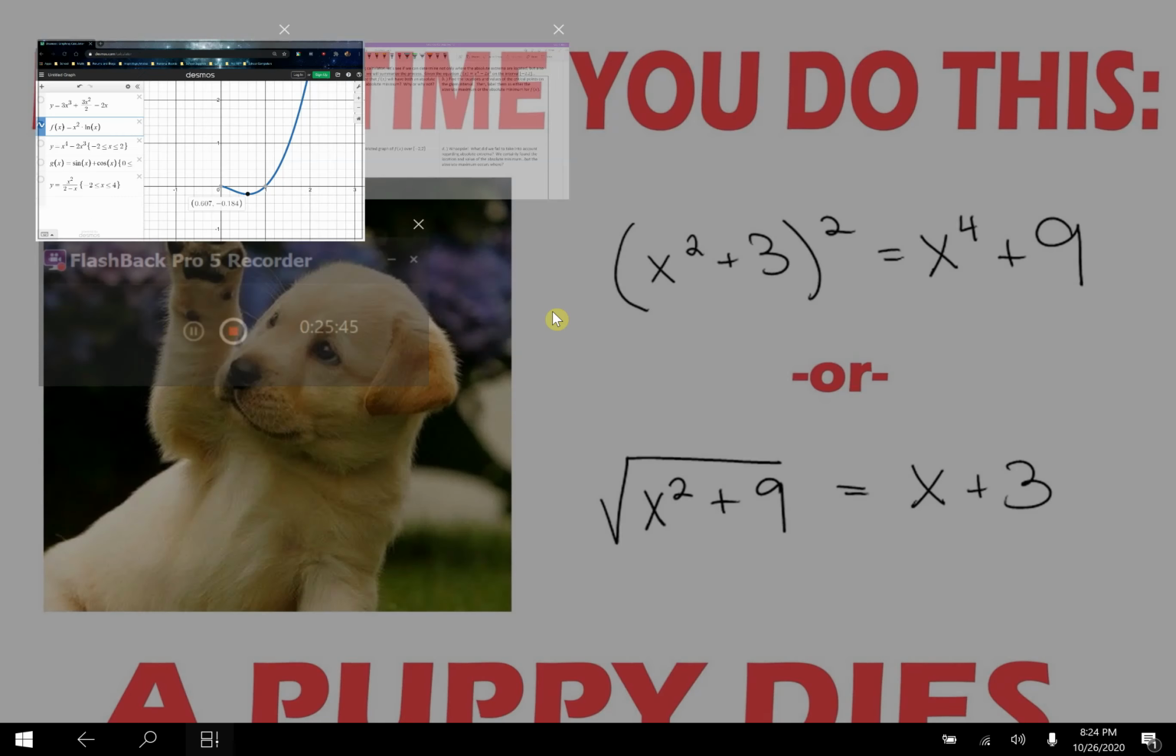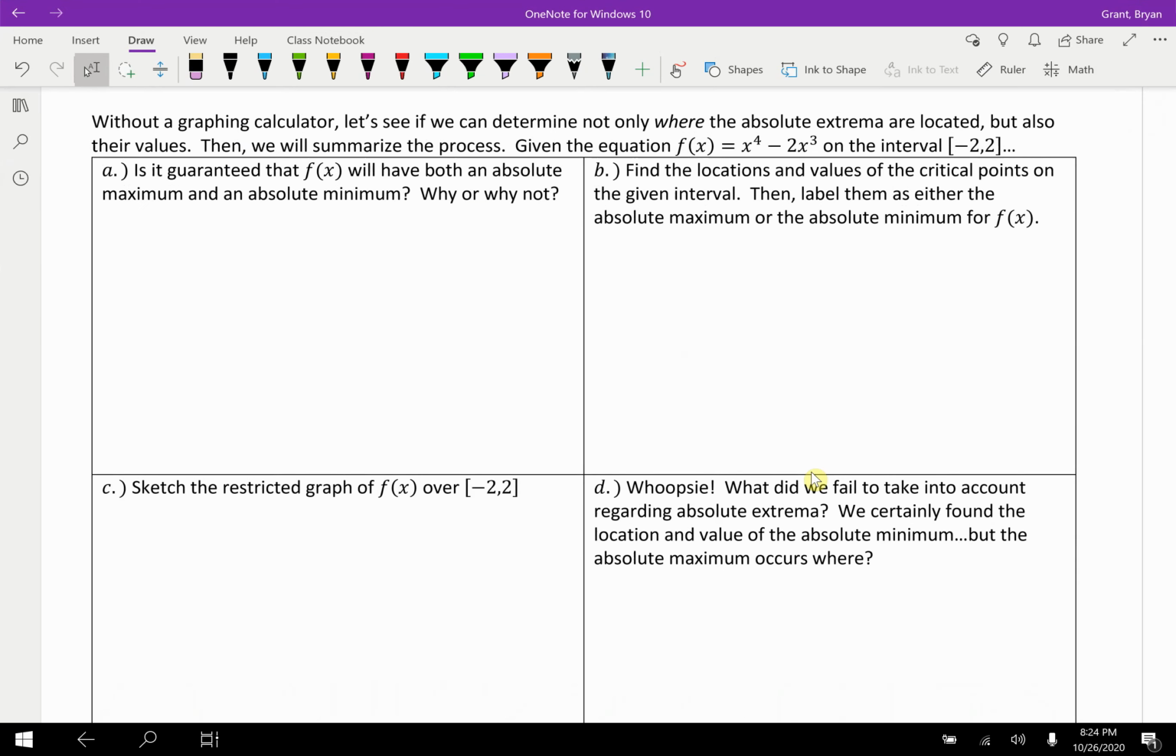But what we're going to attempt to accomplish by the end of today is we're going to start ignoring those relative mins and maxes, again, a little bit more challenging, and we're just going to say, are we able to figure out where the function is largest over an interval and smallest? So we're going to start with the equation f of x equals x to the fourth minus 2x cubed over this friendly interval. So first question, is it guaranteed that f of x will have an absolute max and min?